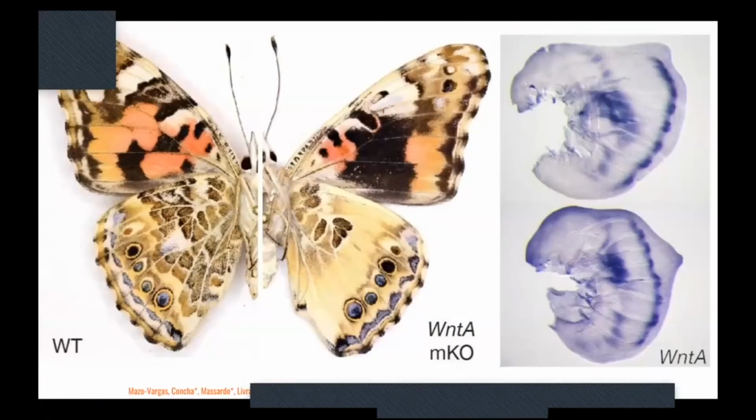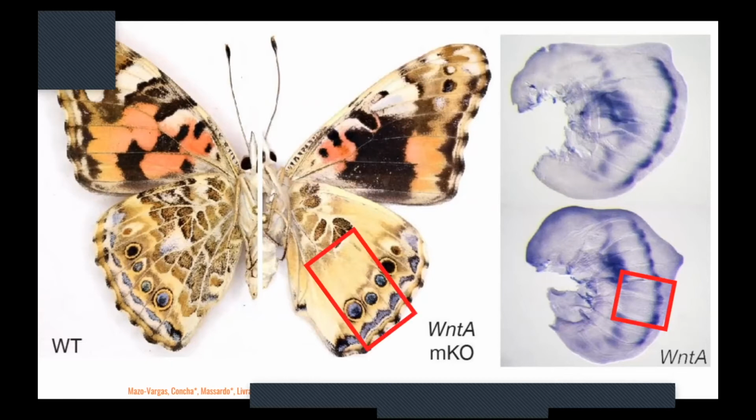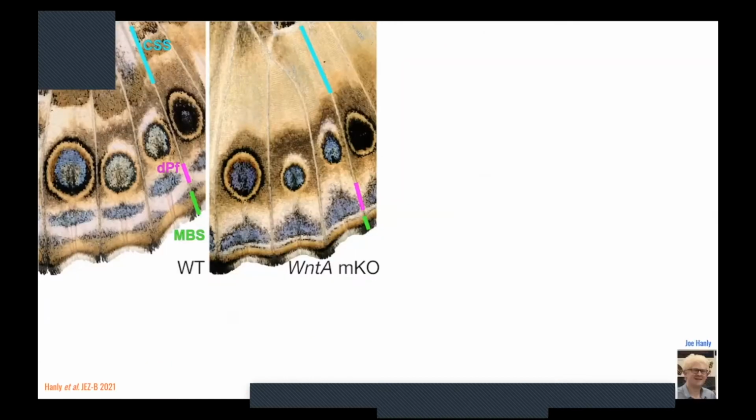And maybe even more interesting, on the outside of the wings, we have an effect that is a little bit harder to see. But if you look at the expression of Wnt in the imaginal disk, we have those central areas, central stripes, and you have something more on the outside. So let's zoom in on this area. In the wild-type butterfly, you have eye spots, and a little bit closer to the wing margin, you have those blue chevron patterns here. And when you remove Wnt, you don't change the eye spots, but you change the chevrons a little bit.